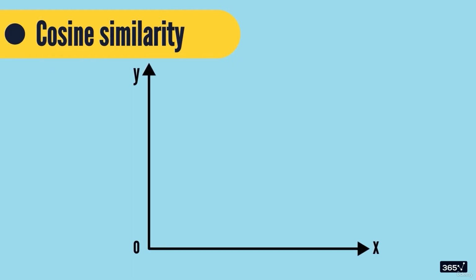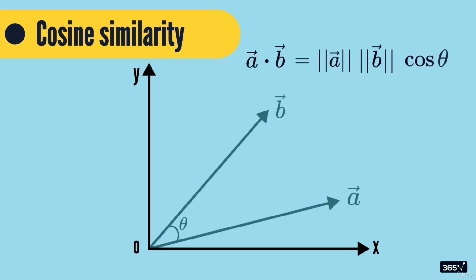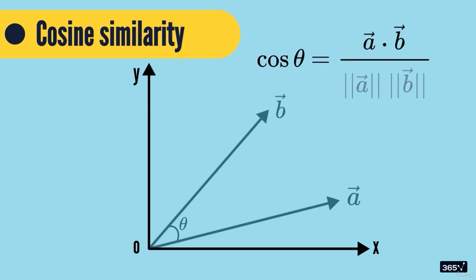So consider two vectors, A and B, placed at the origin of a coordinate system. Geometrically, the dot product of two vectors is calculated by taking the product of their magnitudes and the cosine of the angle between them. Upon rearranging this equation, we can express the cosine of the angle between the two vectors as the dot product between A and B divided by the product of their magnitudes. For simplicity, OpenAI's recommended embedding function normalizes the vectors to length 1.